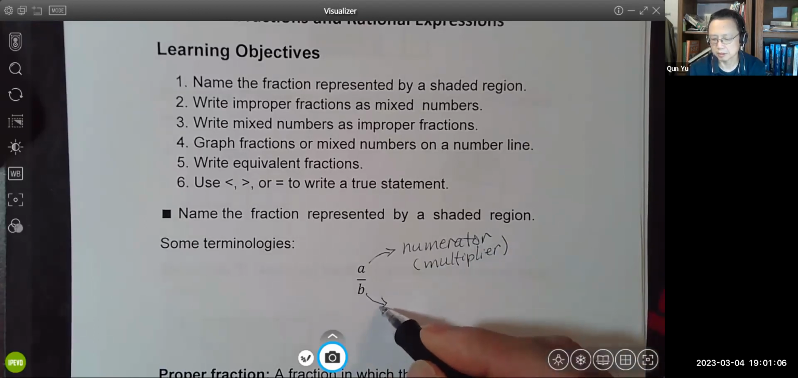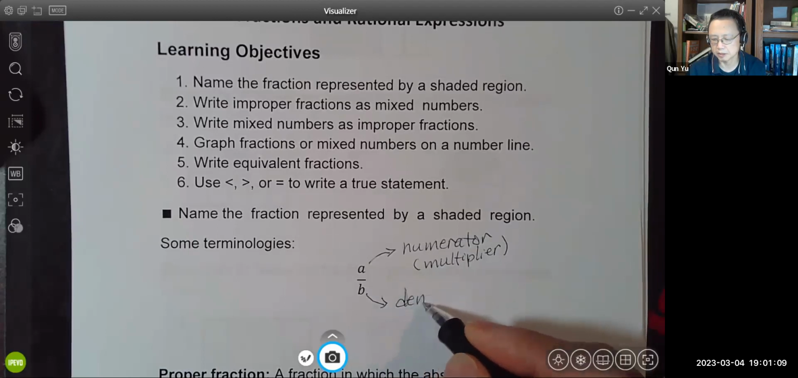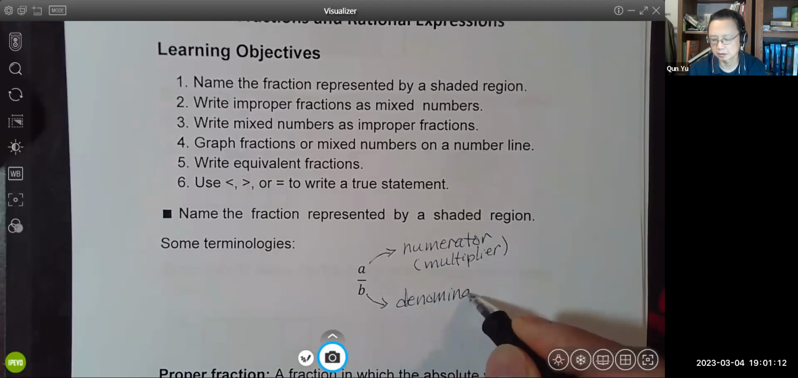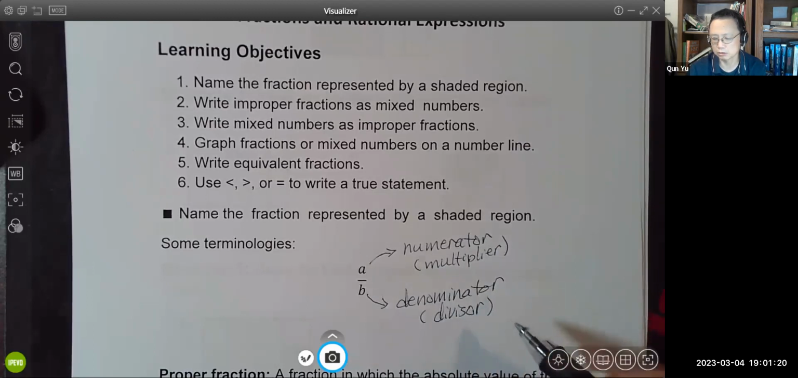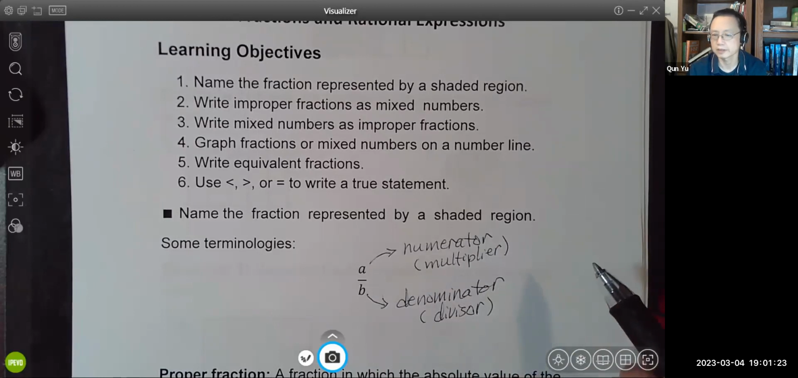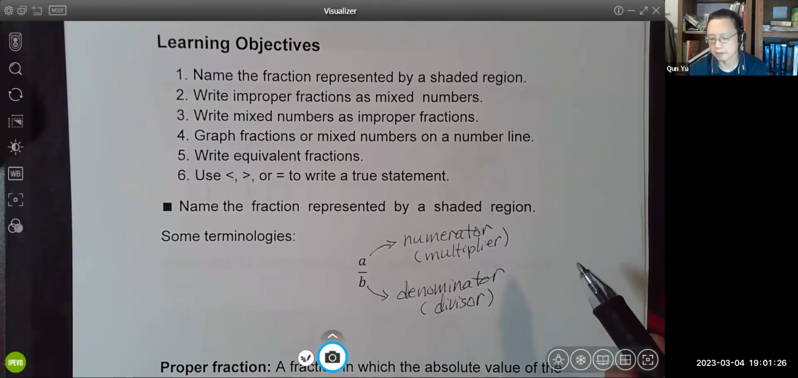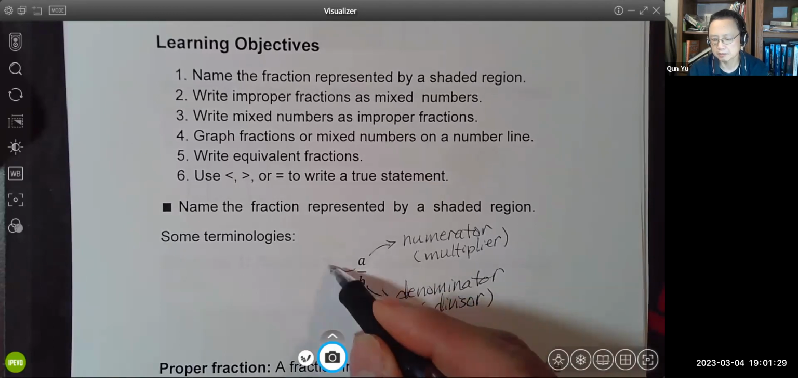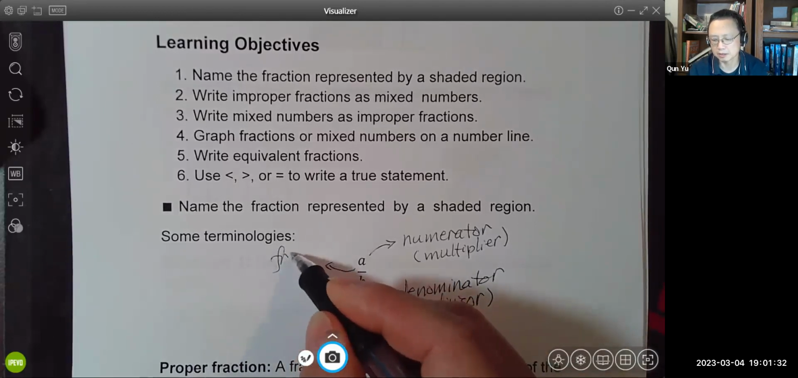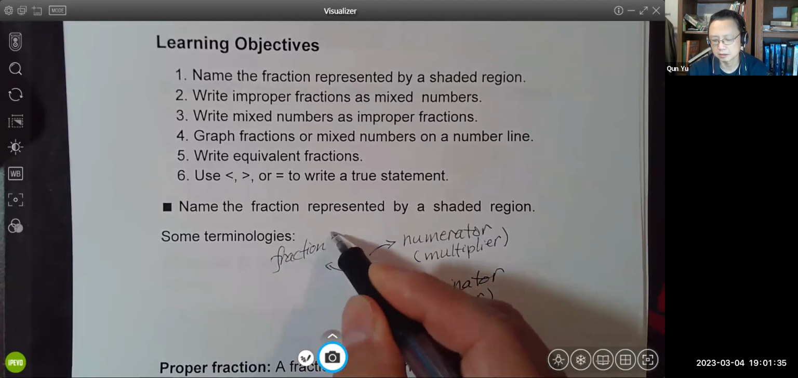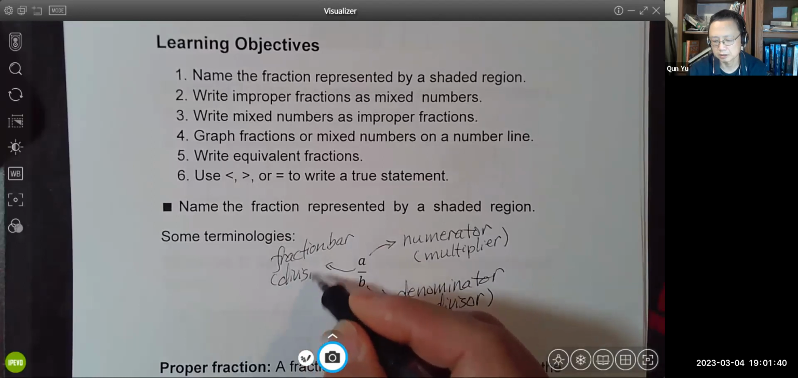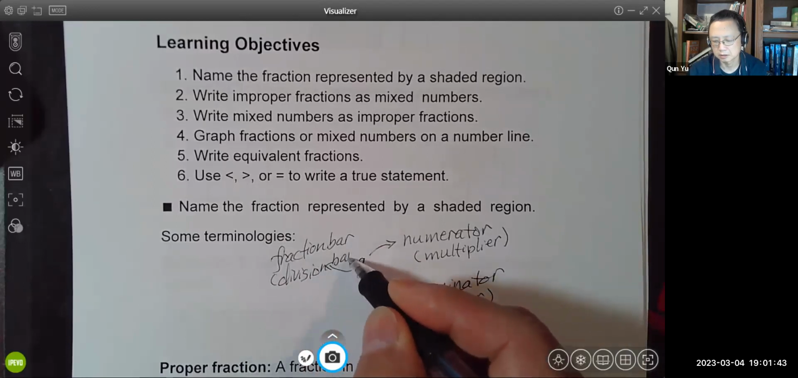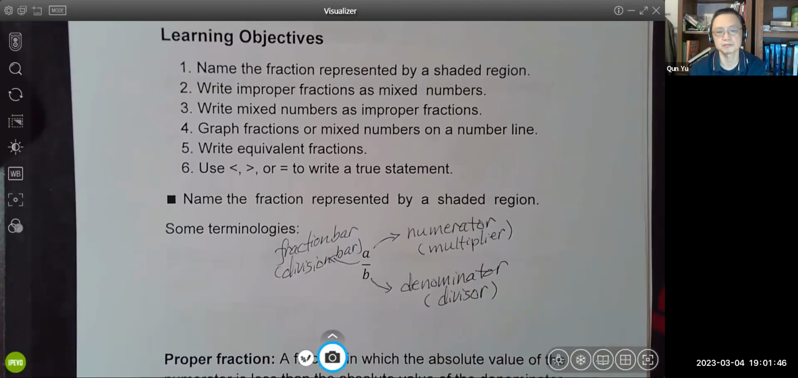And the number on the bottom, it is called denominator. And it is also called divisor. Later on, it's going to be very useful. We multiply by multipliers. We divide by divisors. Makes sense, right? But that's for later. And this bar in between, apparently, is called a fraction bar. And it is also called division bar. Yep. Different parts in the fraction.